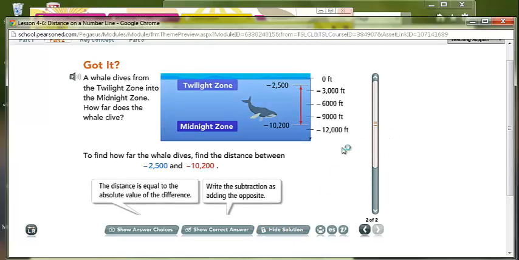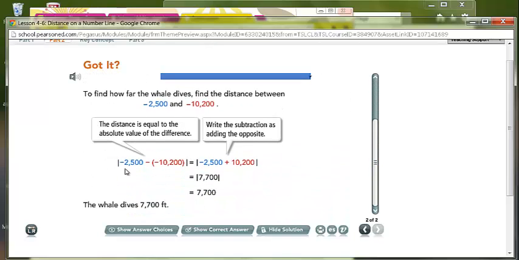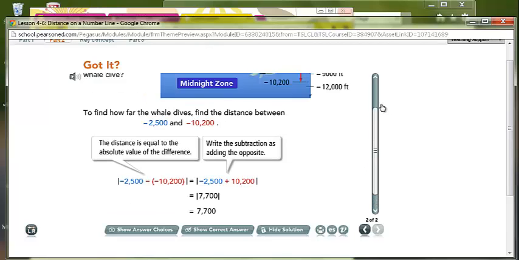Okay, thank you for coming back. So we know that it started at negative 2,500 feet. It's negative because it's below sea level, because it's in the ocean. And it dives to 10,200 feet below sea level, or a negative 10,200, because remember that just indicates direction. So we're setting this up, and we have negative 2,500 and we subtract negative 10,200, giving us a double negative, which in turn is a positive. So when we combine these two, we end up with 7,700, and the absolute value is still 7,700. So that is the distance that the whale dived.